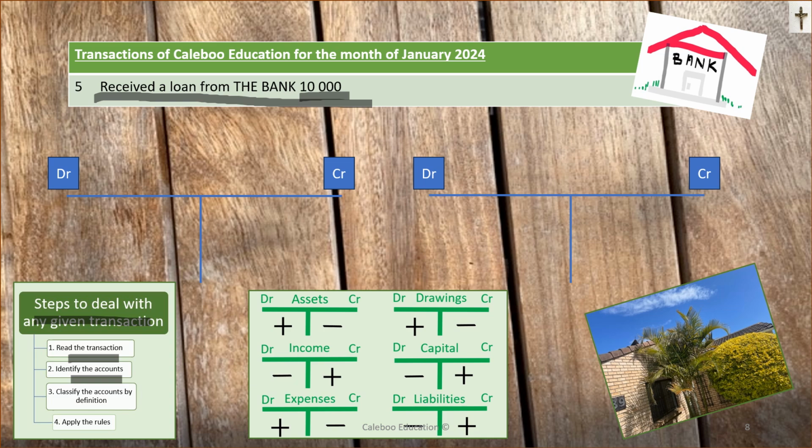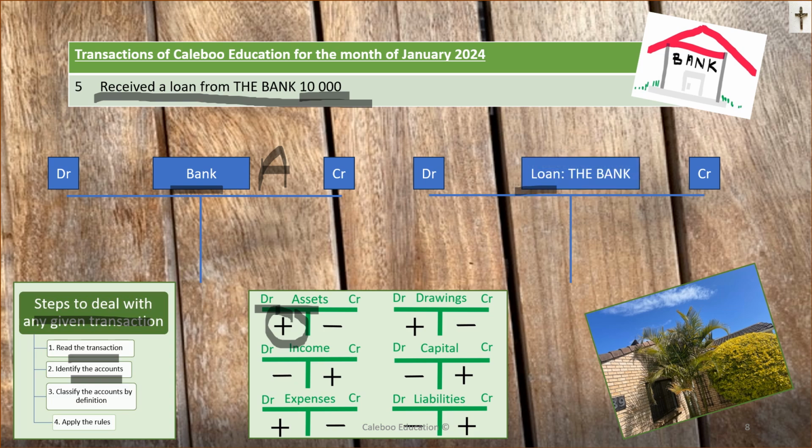If we receive a loan from the bank, the money will be put into the business bank account. And bank, in this case, positive bank balance, is an asset. 10,000 Rand, or 10,000, whatever currency you're using, is going to be put into the business bank account. Bank is an asset. The bank balance is going to increase. The account will be debited according to the rules.